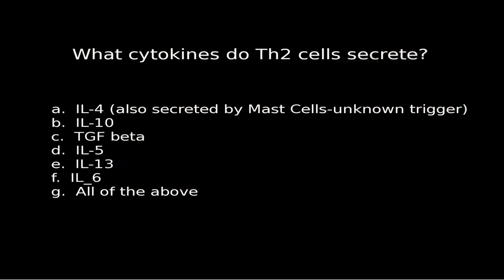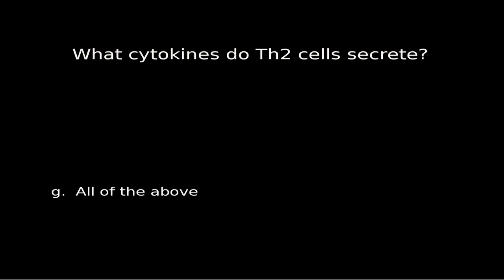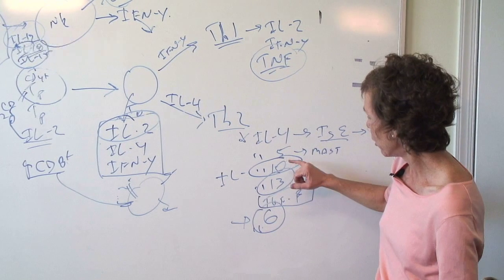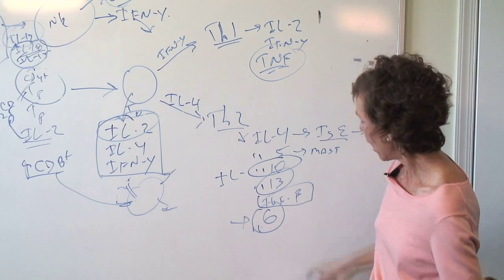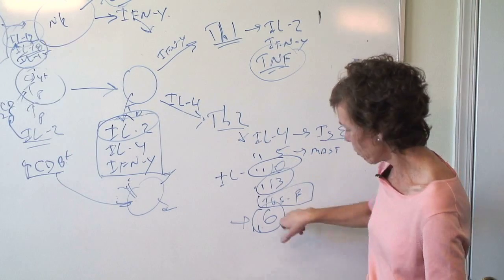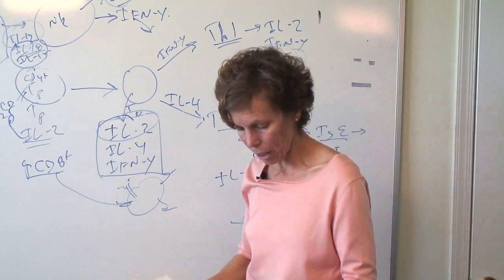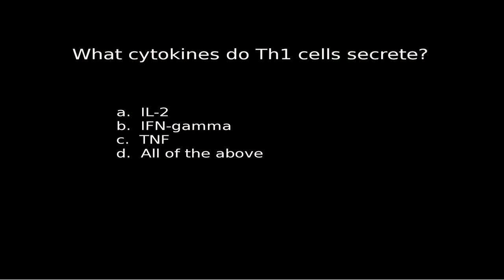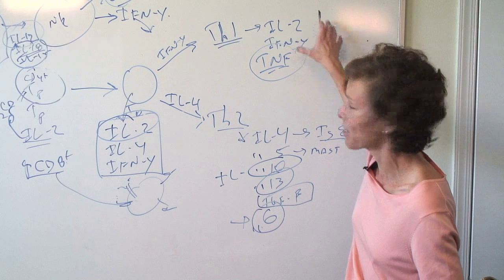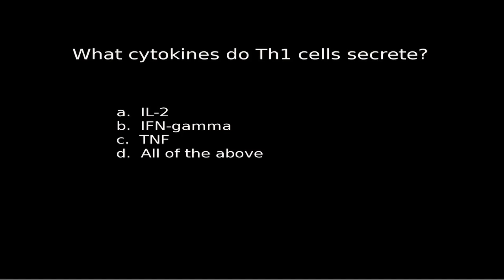Number 8 is, what cytokines do Th2 cells secrete? We talked about those. That's going to be essentially all of the above. So you've got IL-4, good buddy, thank God it's Friday the 13th, and we've got 5, and we're going to have a 6-pack. So all of the above would be G. Number 9 is, what cytokines do Th1 cells secrete? We love these. This is your IL-2, your interferon gamma, and your TNF.